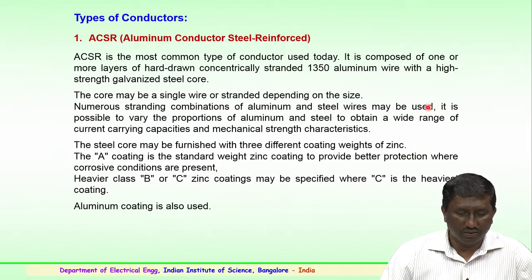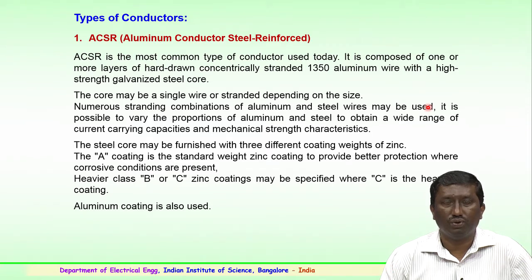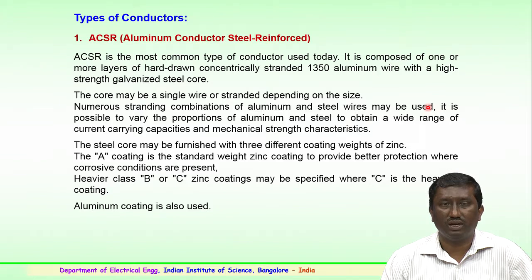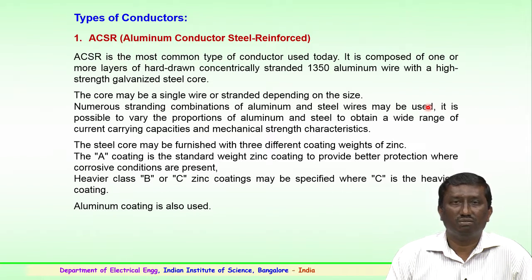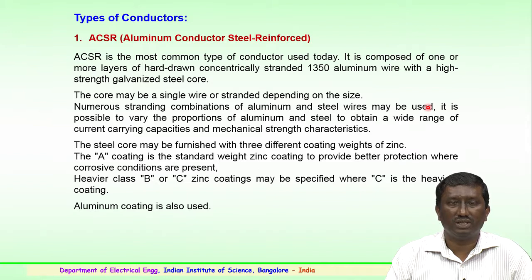So, types of conductors which are being used, we saw the 4 main categorized types of conductor: AAC, ACSR, AAAC and ACCR. These have again been sub-classified into several types, which we will be discussing one by one, of various conductors which are being employed for the transmission or distribution systems.